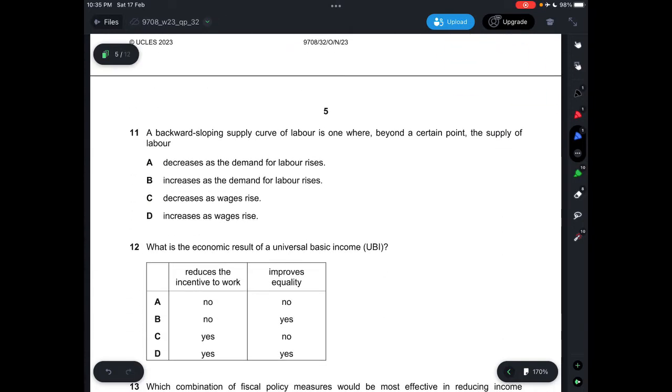Question 11. A backward sloping supply curve of labor is one where beyond a certain point, the supply of labor would what? A backward sloping supply curve would look something like this. That means that beyond a certain point, the supply of labor would decrease as your wages rise. When your wage increases beyond a certain point to a level higher than what you need, then there will be less supply of labor. So the answer is C.